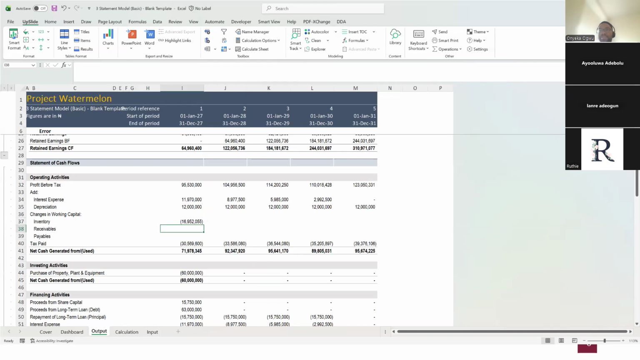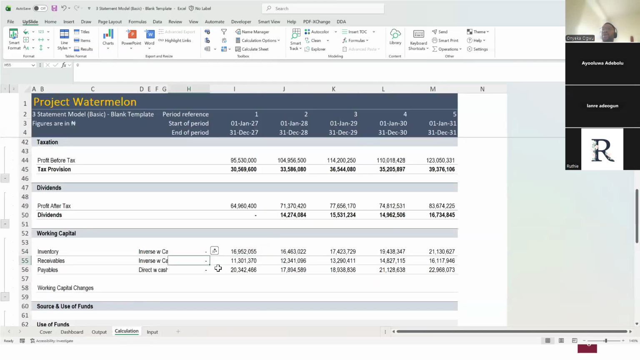Receivables: if our receivables is 0 in year 0 and 11.3 in year 1, our receivables went up. That means people owing us went up, right? Does that mean that we have more cash or less cash? Less cash. Are you sure? People owing us went up. Yeah, we don't have it in our hand, no?